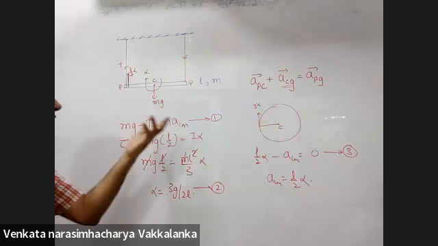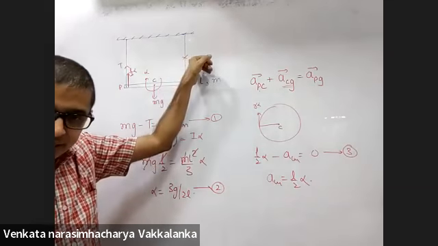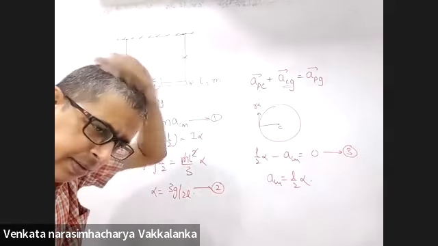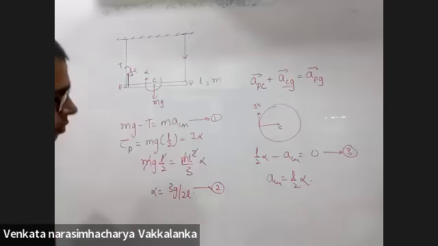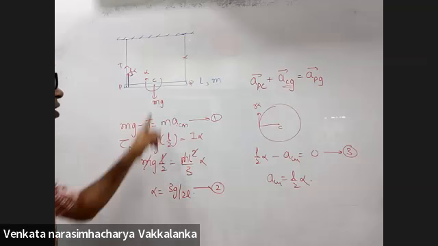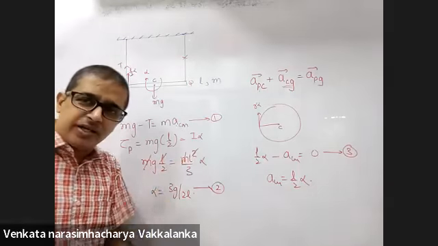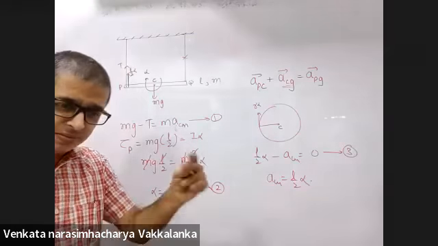Sir, they also asked you to calculate T? Sir, shouldn't alpha also come in acceleration of center of mass with respect to ground? Why would alpha come in the acceleration of center of mass? It's a point mass. Okay.